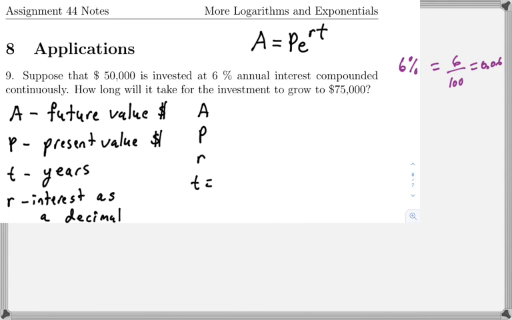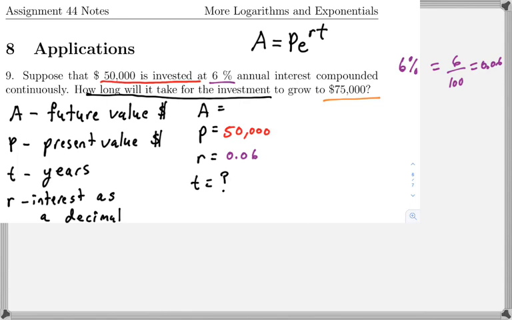Okay, in our specific example, A, P, r, and t, we're going to identify what we know. So $50,000 is invested. So that's what's happening right now. That's our present value. And then they tell us the interest rate is 6% annual interest. And then compounded continuously tells us that we're going to use the Pert equation above. So convert that into a decimal, 0.06. Okay, how long will it take for the investment? So they're asking us the time, so we don't know what the time is. And then to grow to $75,000. So that's our future value.